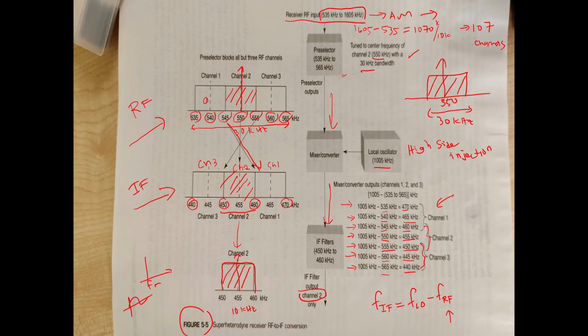So there's another process. After the IF filter, there is the IF amplifier to amplify the amplitude of channel 2. Then it goes through the detection section to do the demodulation process to get the original frequency, and then we amplify it and send it to the speaker. So that is the complete process.